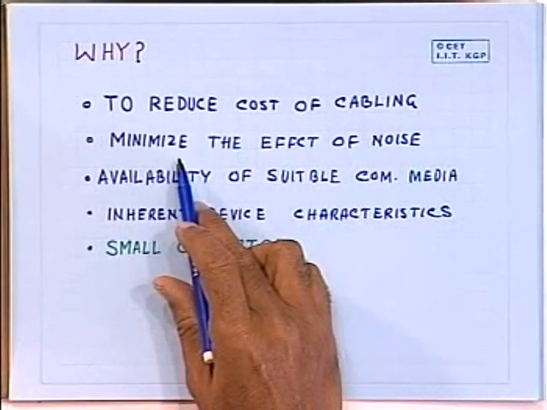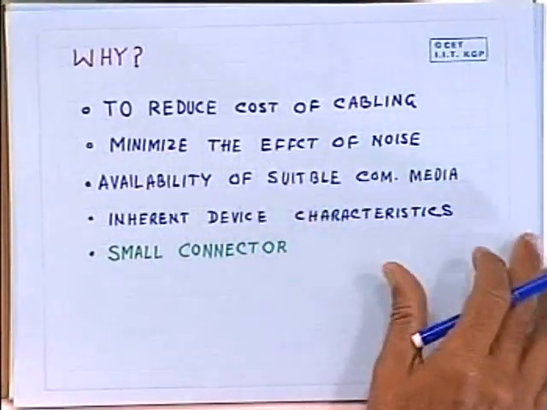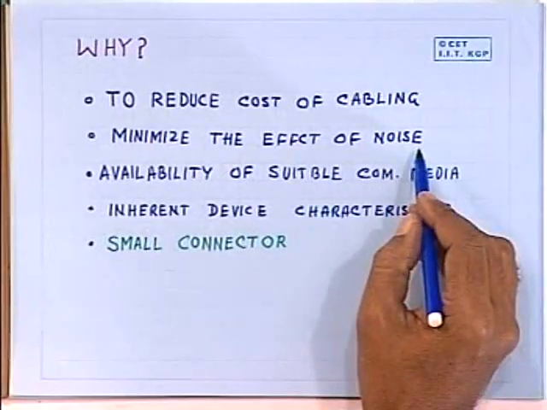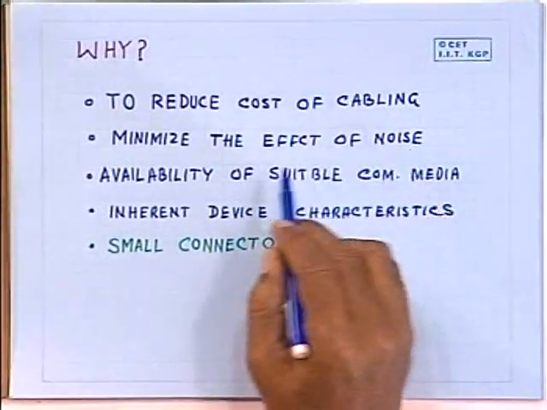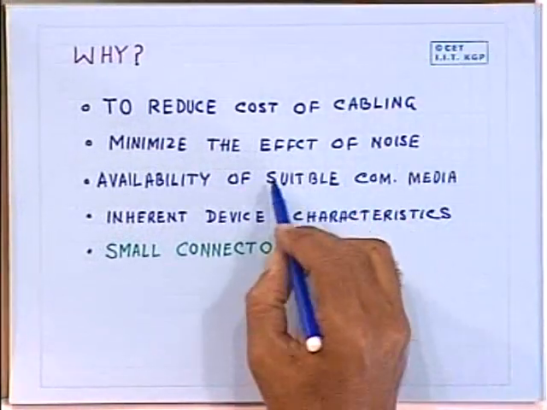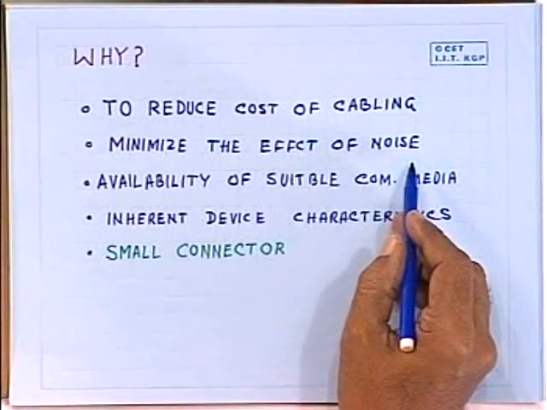And also, since you are taking only one pair of wire carrying signals, it will minimize the effect of noise. On the other hand, whenever you take several wires together, there is crosstalk and noise increases. So serial data communication minimizes the effect of noise.